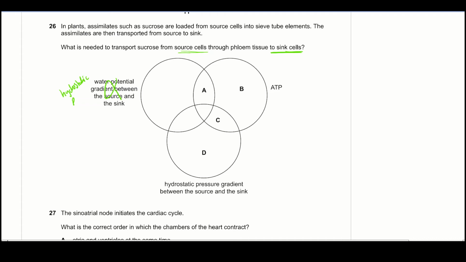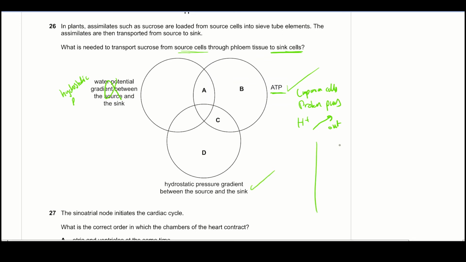Not water potential gradient. Let's see here, ATP. ATP is definitely needed to load sucrose into companion cells using proton pumps to pump hydrogen ions out. So this is correct. Hydrostatic pressure gradient between source and sink, we just mentioned that.